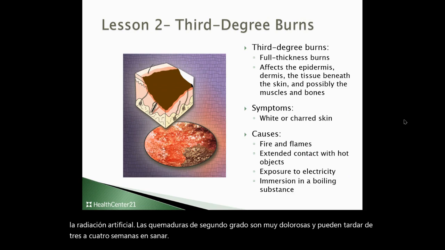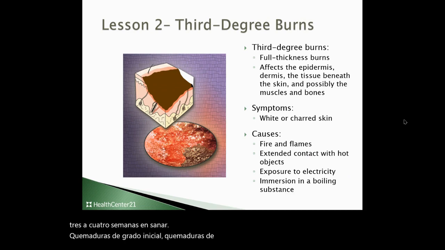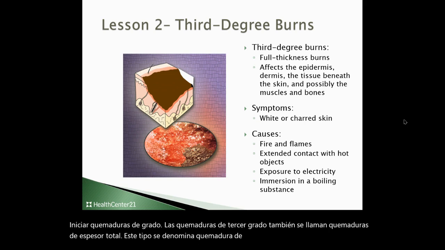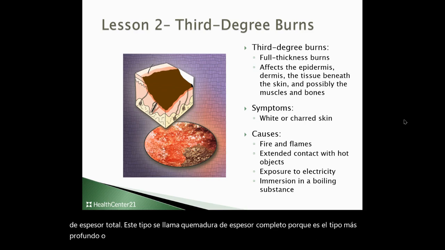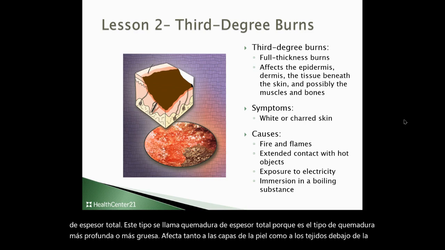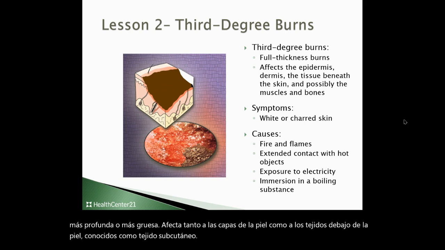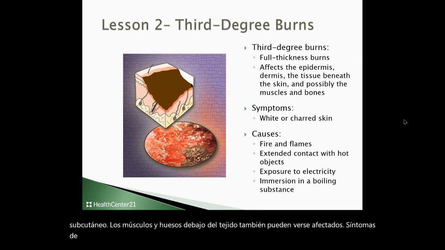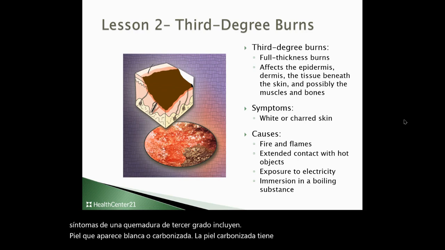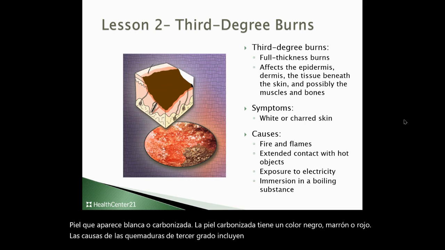Third-degree burns. Third-degree burns are also called full-thickness burns. This type is called a full-thickness burn because it is the deepest or thickest kind of burn. It affects both layers of skin and the tissues beneath the skin, known as subcutaneous tissue. The muscles and bones beneath the tissue might also be affected. Symptoms of a third-degree burn include skin that appears either white or charred. Charred skin has a black, brown, or red color. Causes of third-degree burns include fire and flames, extended contact with a hot object, exposure to electricity, and immersion in a boiling substance.